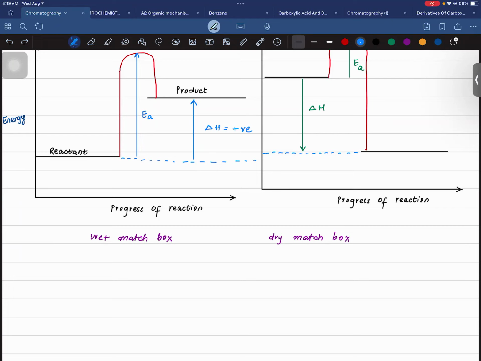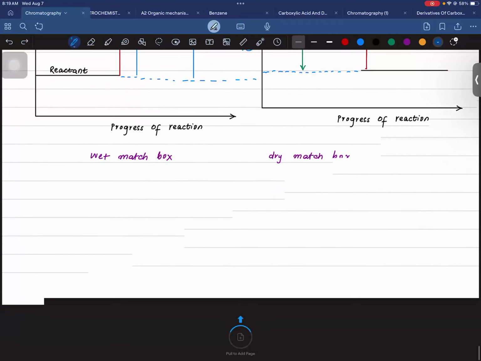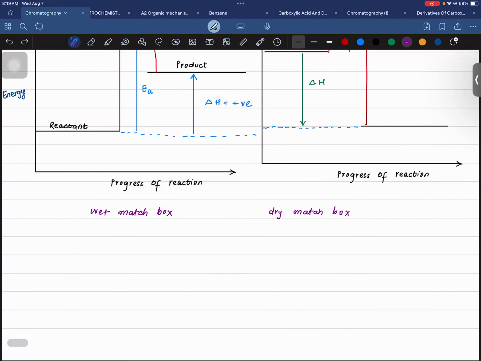So that's why the length of an arrow will be representing the magnitude of activation energy. So I can summarize that activation energy for endothermic system is higher than exothermic.